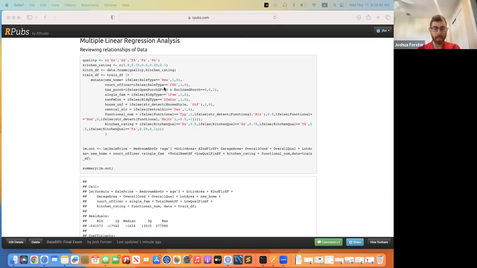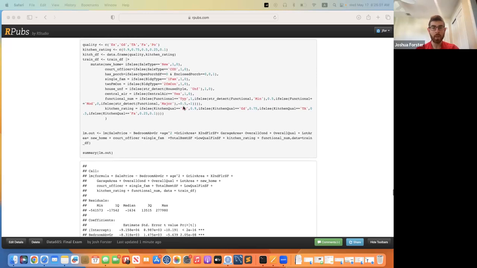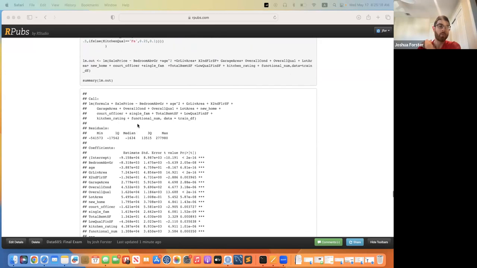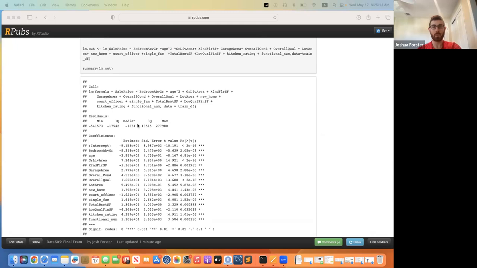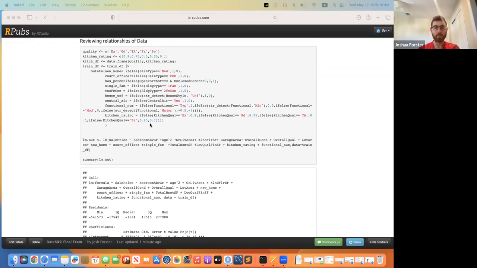And then looking to see whether the house itself was classified as functional or not, or whether there were deductions, basically deficiencies within the house itself, and then assessing the kitchen quality overall, adding a numeric value for that. When we first ran this initial multilinear regression model, we see that basically all the variables included here are significant. I did do a little bit of backward testing myself to eliminate some of the variables. So I eliminated the house unfinished variable because that wasn't significant.